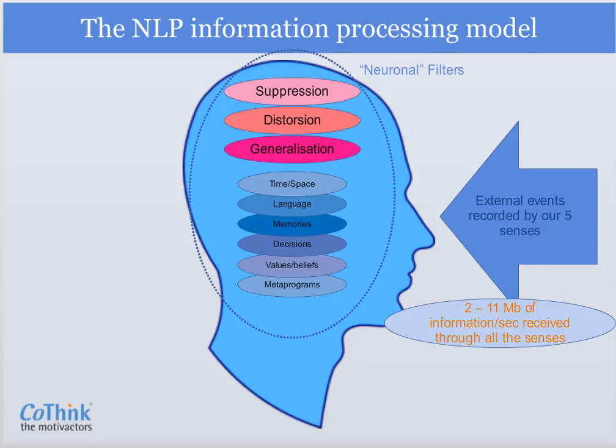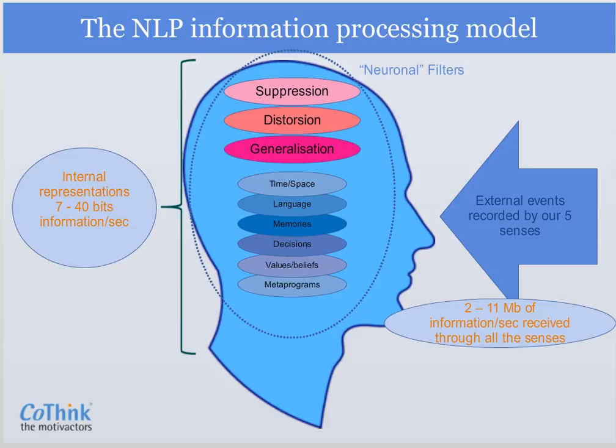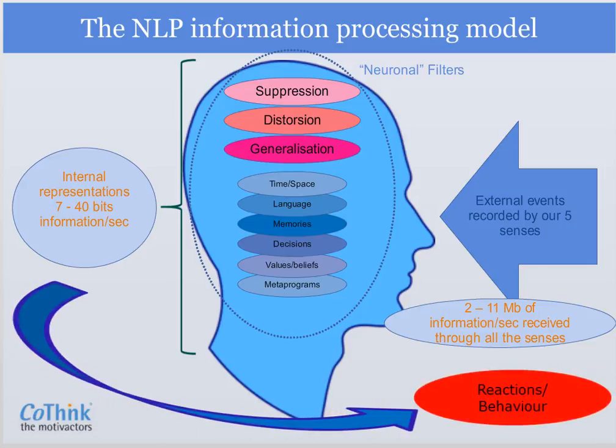All taken together, these individual filters determine the perceptions that form in our conscious mind, which can handle only 7 to 40 bits of information per second. This, in turn, determines how we perceive any given situation and how we react to it, each in our own unique way.